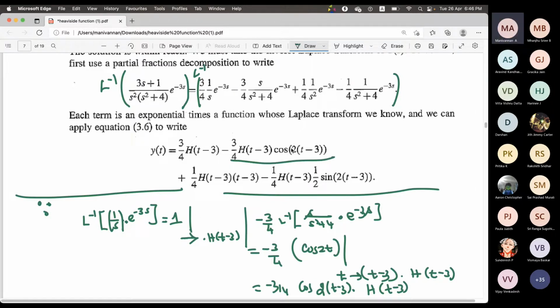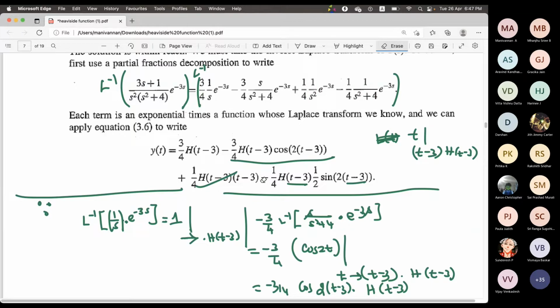Just comparing these two. And this term, this is 1 by s square, which means L inverse is t. That t will be replaced by t minus 3 into h of t minus 3. So that is the answer here. And it is 1 upon s square plus 4, which means multiply and divide by 2, so this will be sine 2t, where t will be replaced by t minus 3 and h of t minus 3. Is it clear?